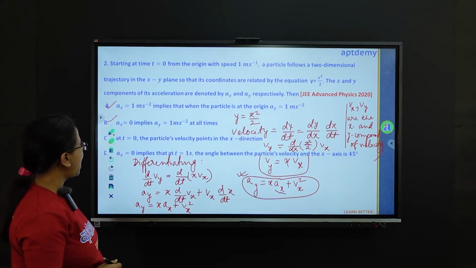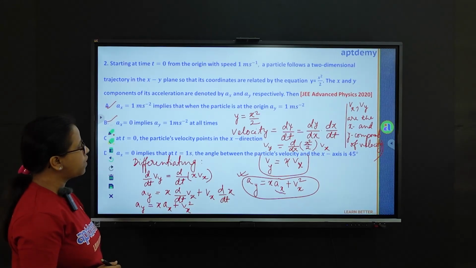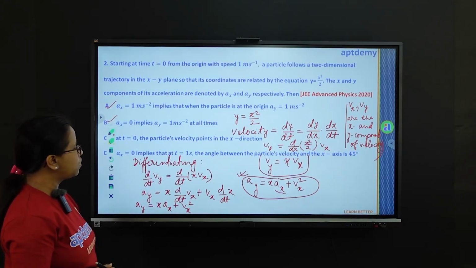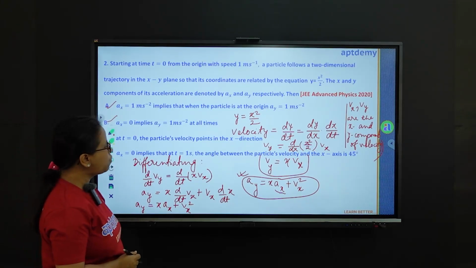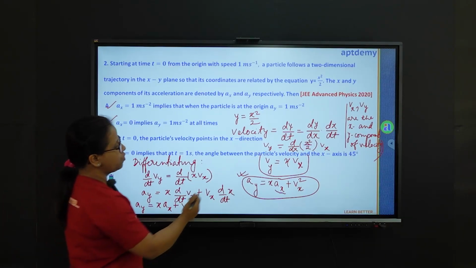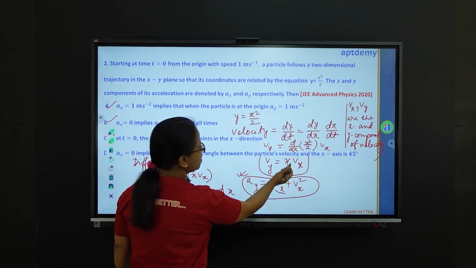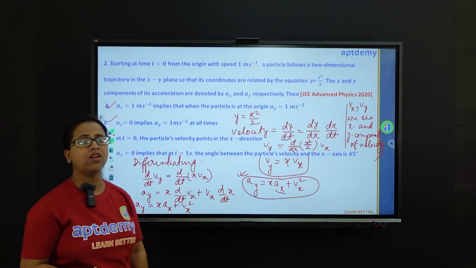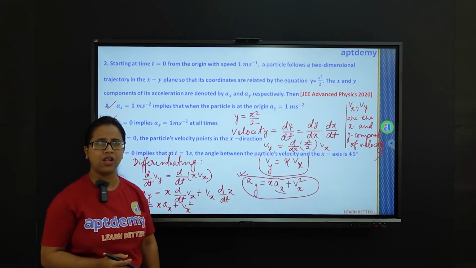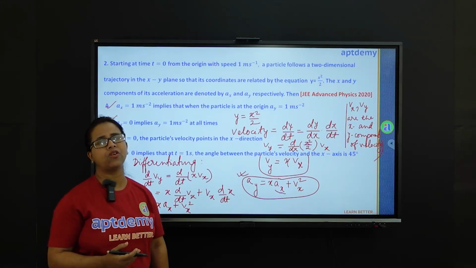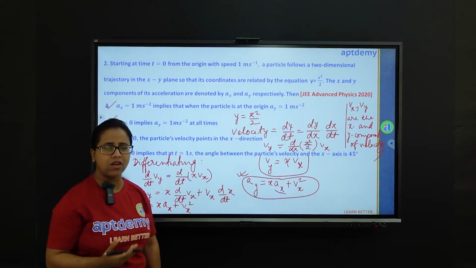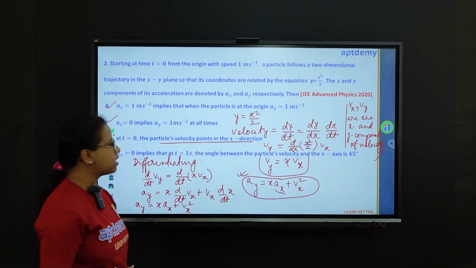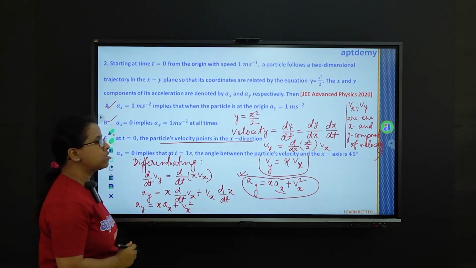Now look at the third option. At t equals 0, the particle's velocity points in the x direction. So when t is equal to 0, that means this is the initial condition, then this x will vanish. So this will give us vy equals 0, or there is no component of velocity in the y direction as well. So the only component of velocity that exists is in the x direction, or we can say that the particle's velocity will point in the x direction. So we see that the third option is also correct.